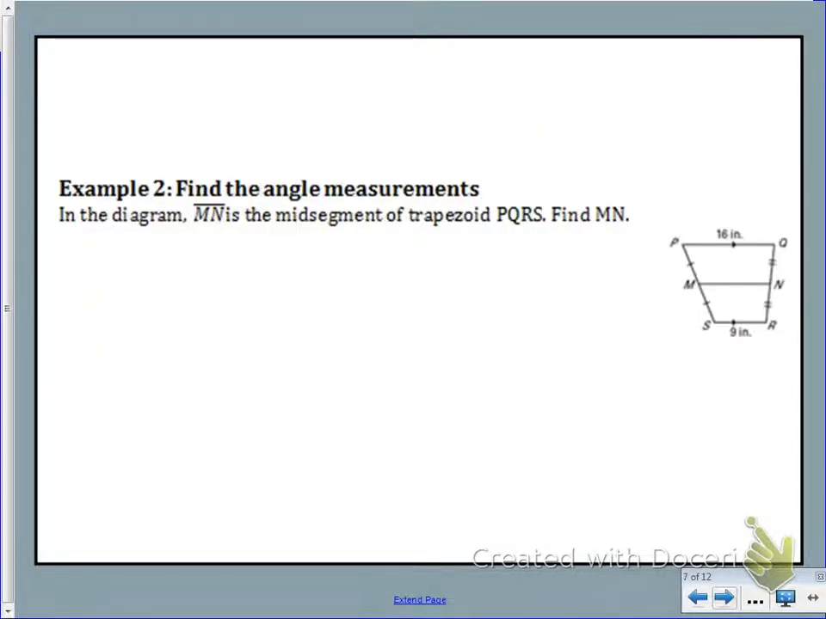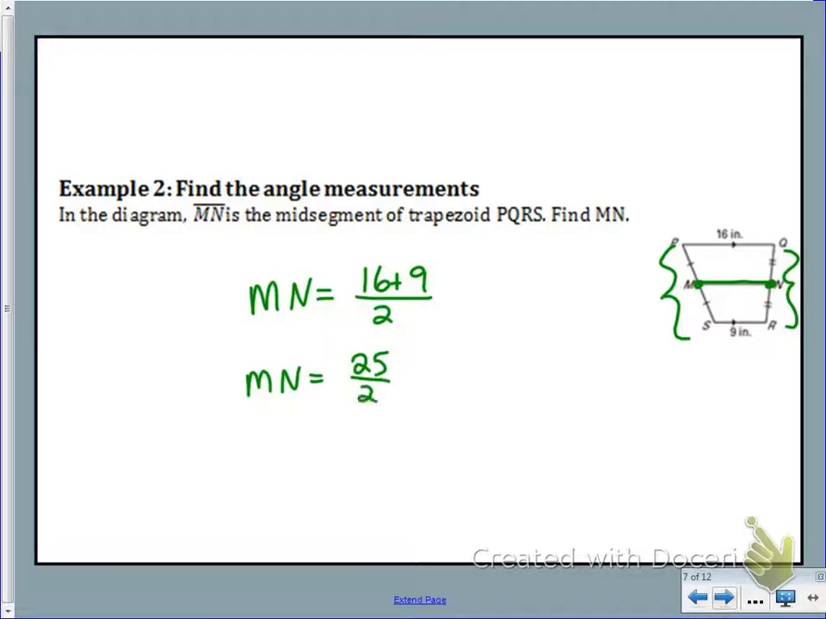Let's take a look at an example of that. In the diagram, MN is the midsegment. So we know M is a midpoint of PS and N is a midpoint of QR. We want to find the length of MN. Well, we want to average the bases. So we do that, we're going to add 16 with 9 and divide by the number 2, since there are 2 bases. And when we do that, we find that we are dividing 25 by 2.